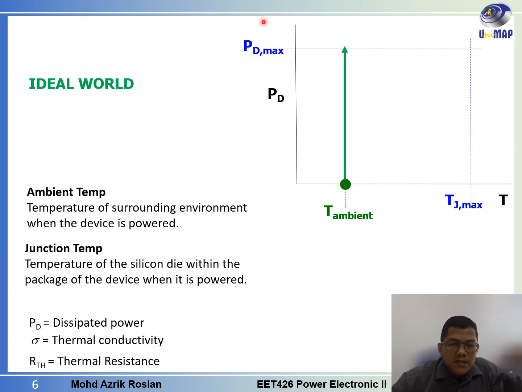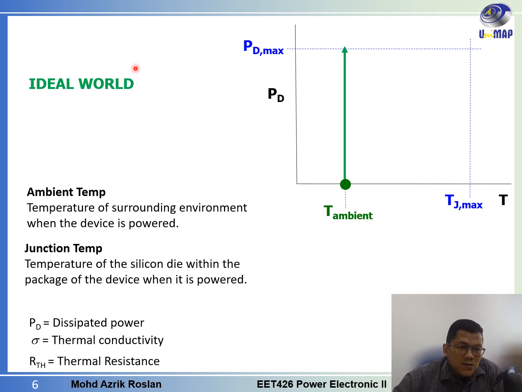This is the dissipated power versus the junction temperature graph. We have the ambient temperature, which is the temperature of the surrounding environment, or we can call it room temperature. And then we have the junction temperature. This is the temperature of the silicon die within the package of the device when it is powered. So what is the junction temperature? It is the temperature inside the component itself. If you have the package of the MOSFET, this is the temperature inside the MOSFET.